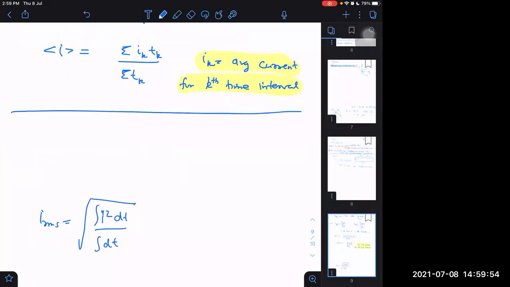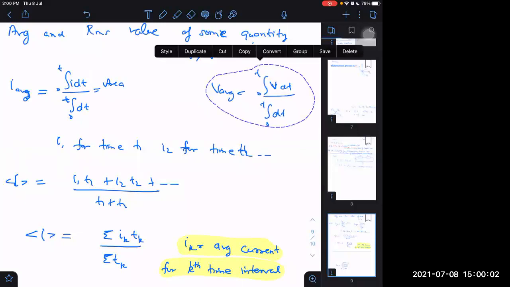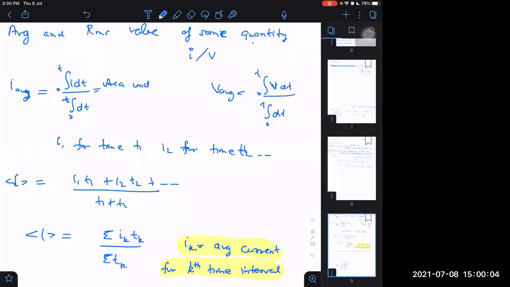And we can also say it is the area under the I-t graph divided by the total time taken. Or we can also say it is charge flown upon time taken, right? Net charge flown in any one particular direction divided by time taken. That is average current.